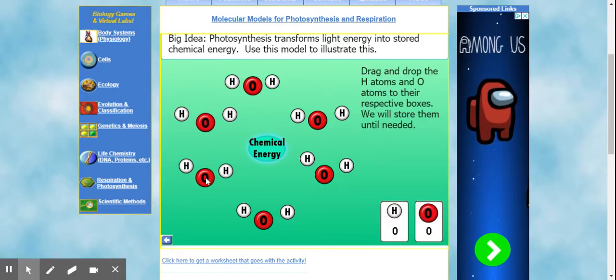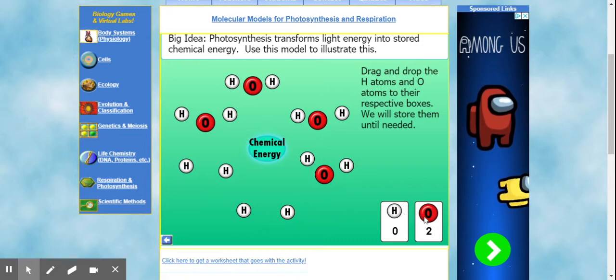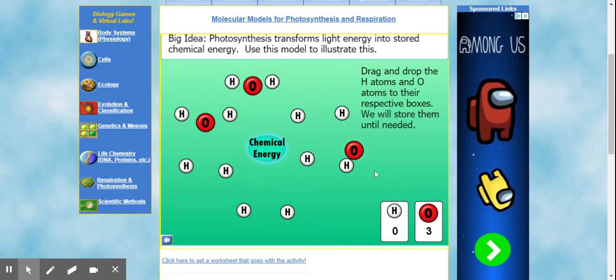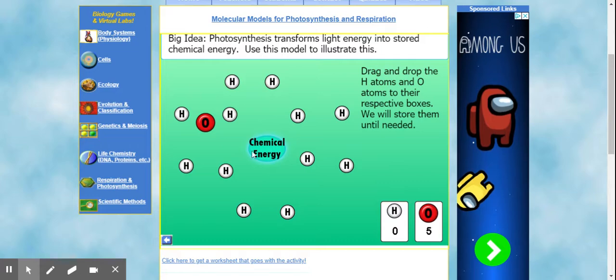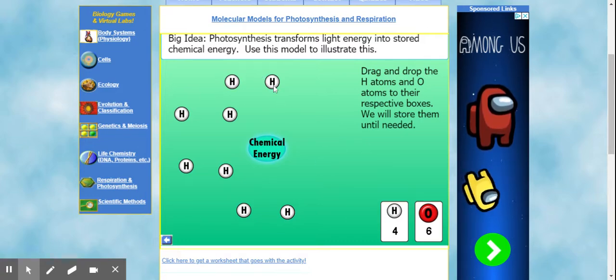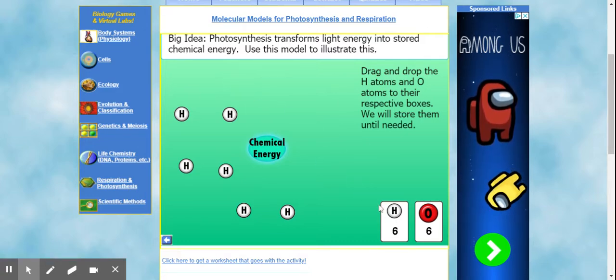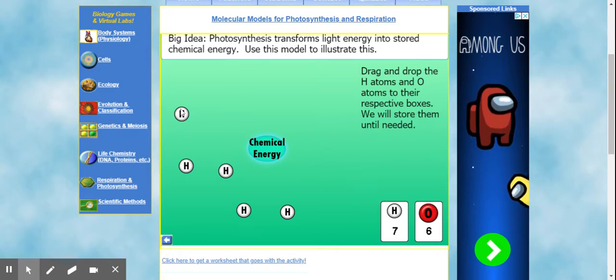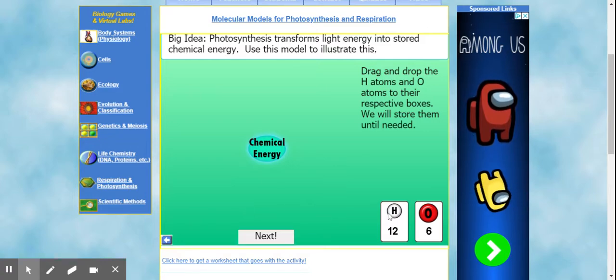So now we're going to take all these atoms that we just freed up by breaking the bonds. We're going to put them in this box so that we can see exactly how many of each element we have. The H stands for hydrogen and the O stands for oxygen. So we have 6 oxygen atoms after we break all those waters. And if we put together all of these hydrogen atoms, we are going to end with 12.